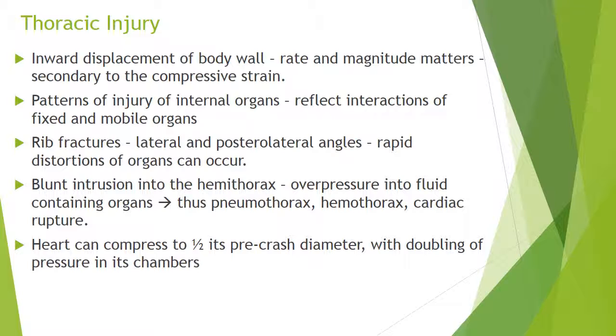When there is a blunt intrusion into the hemithorax, there is an increased pressure in the fluid-containing organs. As you know, fluid is both liquid and gas. Thus there could be pneumothorax, hemothorax, and cardiac rupture. The heart can get compressed to almost half of its pre-crash diameter, with the pressure inside its chambers getting almost doubled. And this explains the mechanism of injuries.